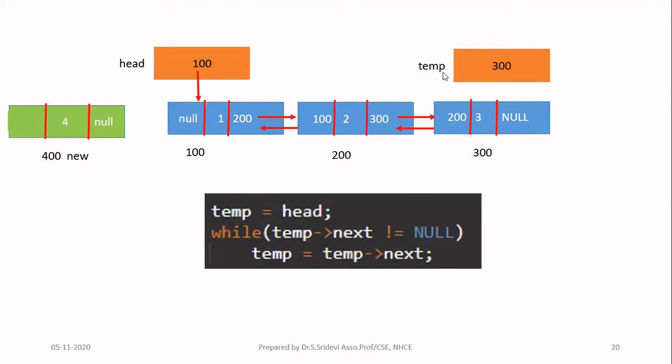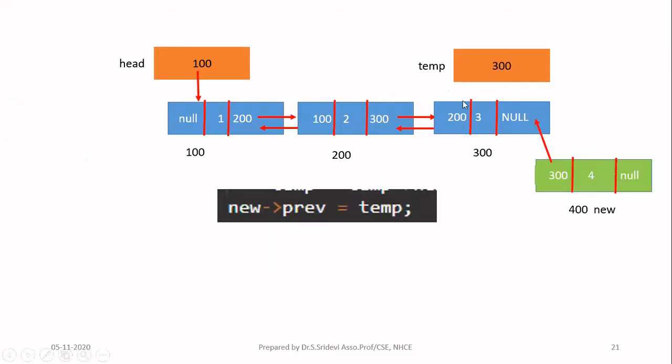That means your temp will be pointing to this node 300. The reason is that in this node only the next field is null. So when you come outside this loop, every time you start with one node, you move on to the next node till you get a node with the next field as null. So here we have the next field as null. So temp contains 300. At that time, you will come outside the loop. Now let us see what we have to do after that. So when you come outside the loop, your diagram will be like this.